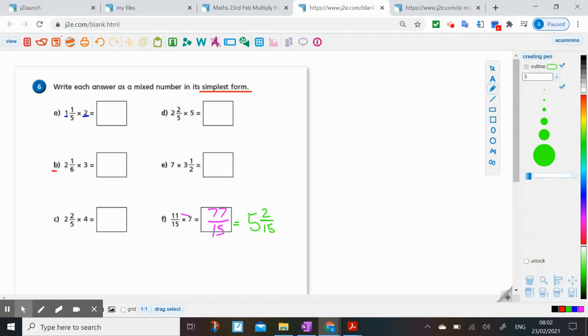Anyway, so using one of the two methods, either convert to improper or by doing the whole numbers first and then the fraction and then add them together. Choose your favorite. Try D and E for me now, please.